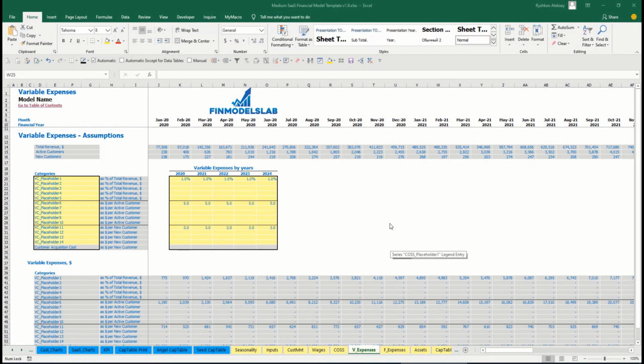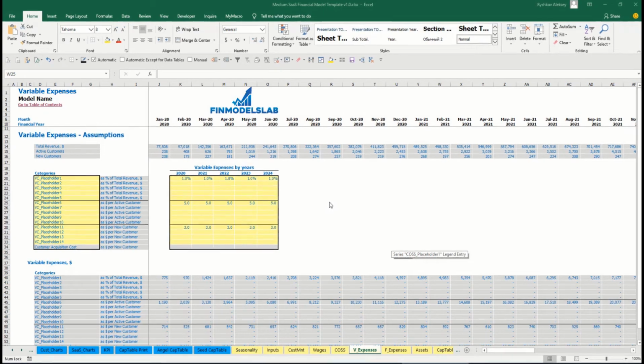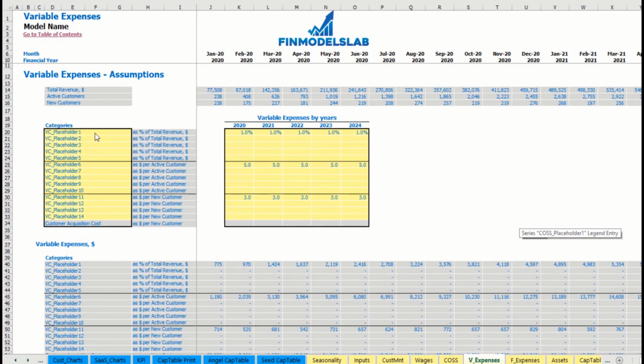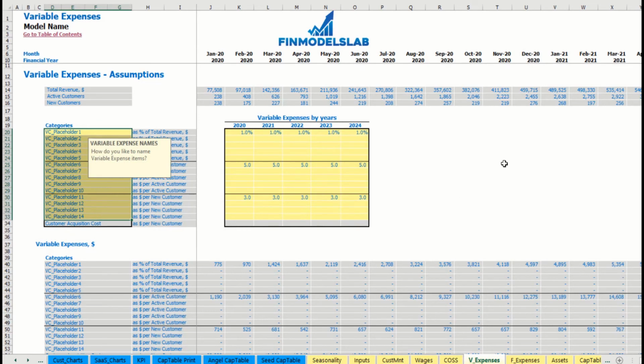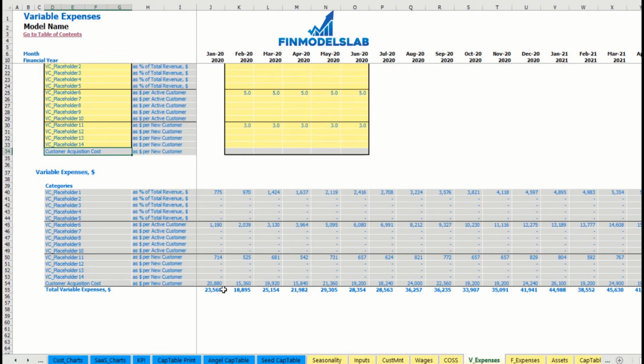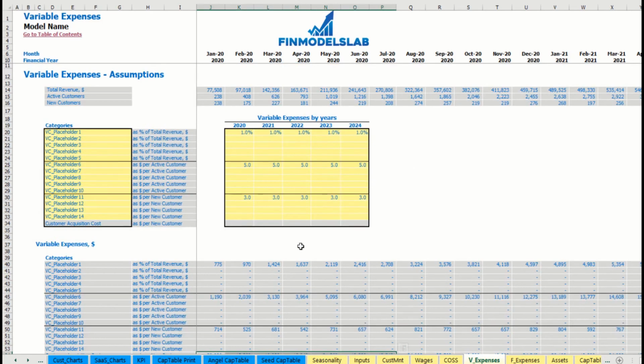On the Variable Expenses tab, you can input up to 15 line items of your variable expenses. Please note that you can input only in yellow cells, so the first 14 cells are changeable, and the last one is already predefined, which is customer acquisition cost, which you input previously in the dashboard. So for this customer acquisition cost you have amounts without any need to input any assumptions.